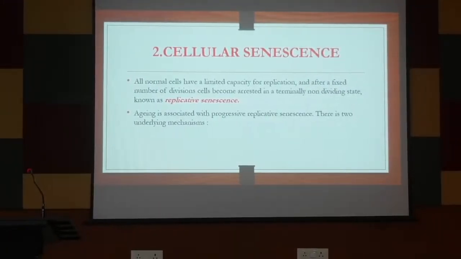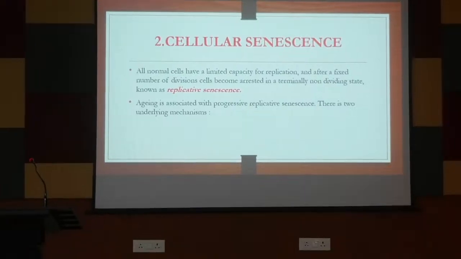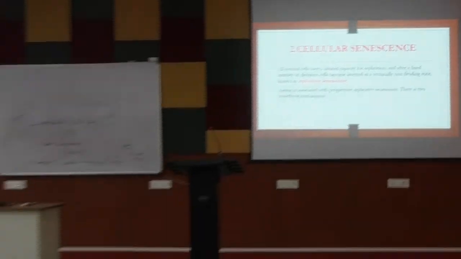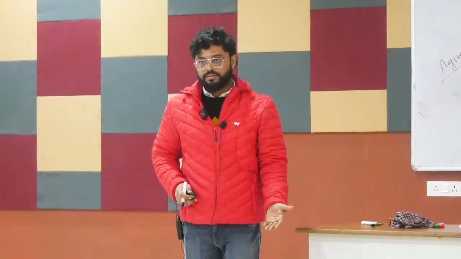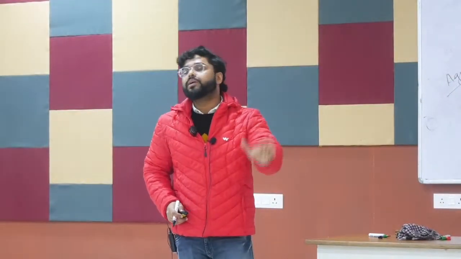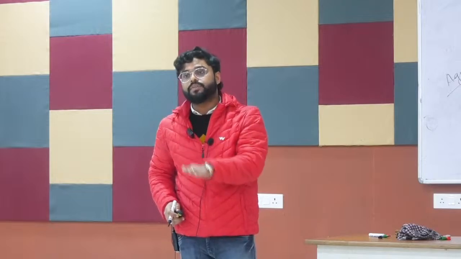সহজে বুঝো, each and every cell has a particular limited capacity. When the capacity is over, the cell is not going to divide anymore, and the cell will go into a stage of stationary phase or permanent phase. This is known as cellular senescence.